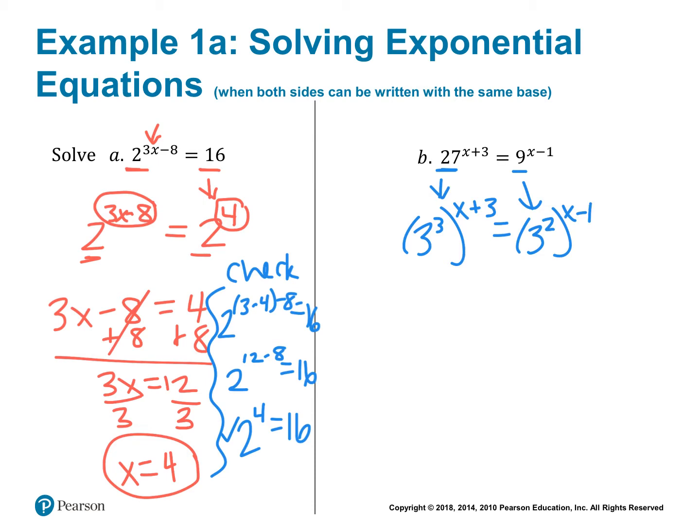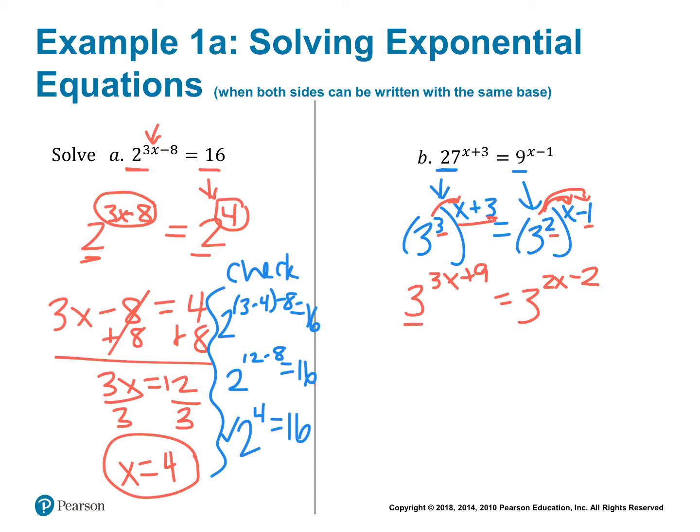And now through the power property, we can do some distributing here, because we can multiply a power by a power. So that would be 3 times x. It's like we're doing distributive. 3 times x is 3x. 3 times 3 is 9. And same here, I can distribute the 2. So I'd have 3 to the 2x. And then 2 times negative 1 is negative 2.